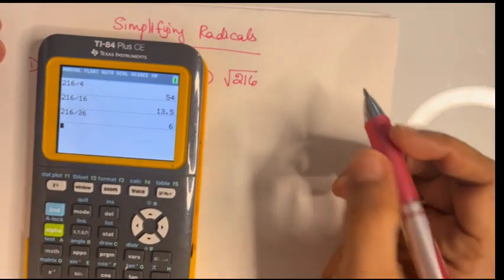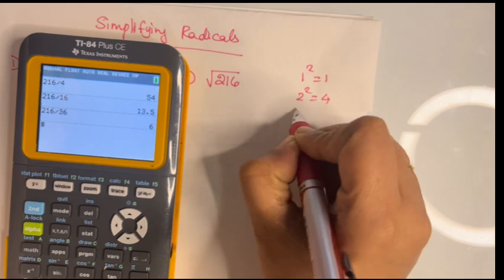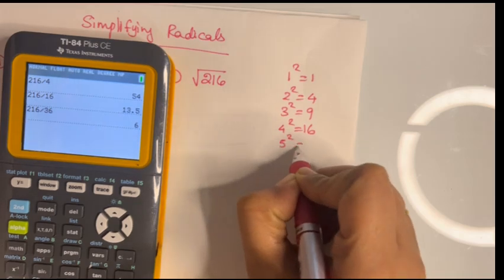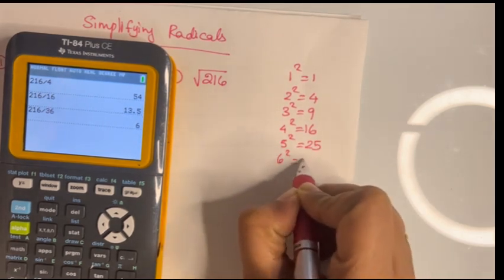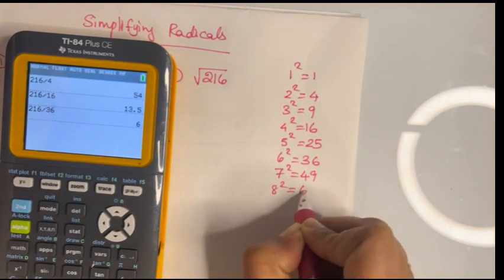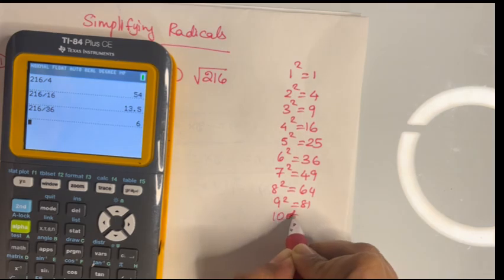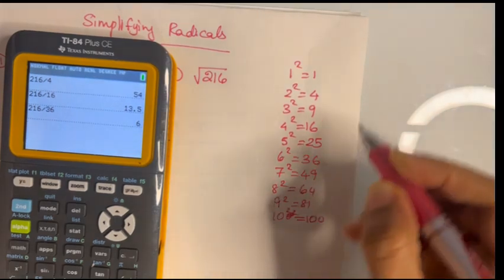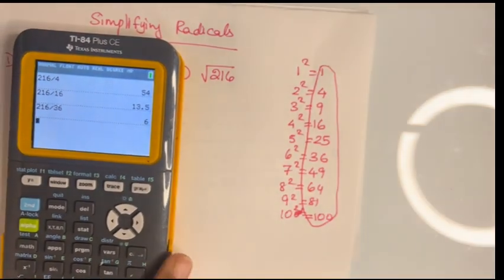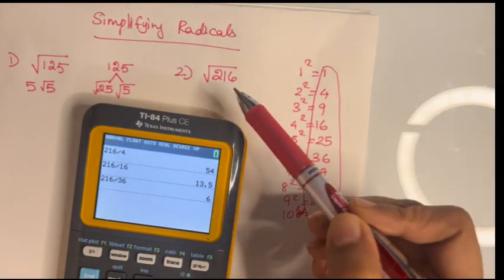In case you are wondering what perfect squares I'm talking about here, 1 squared is 1, 2 squared is 4, 3 squared is 9, 4 squared is 16, 5 squared is 25, 6 squared is 36, 7 squared is 49, 8 squared is 64, 9 squared is 81, 10 squared is 100. These numbers are called perfect squares. So I'm testing what perfect square divides the radicand evenly so we can simplify.